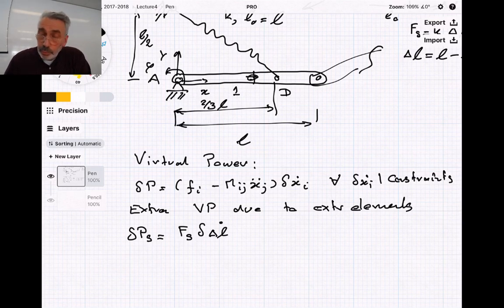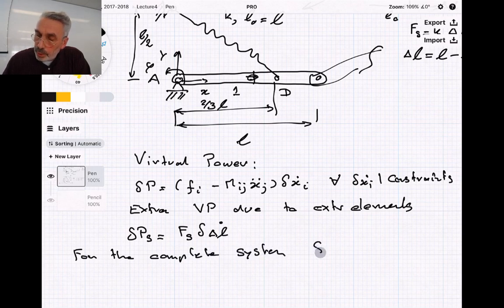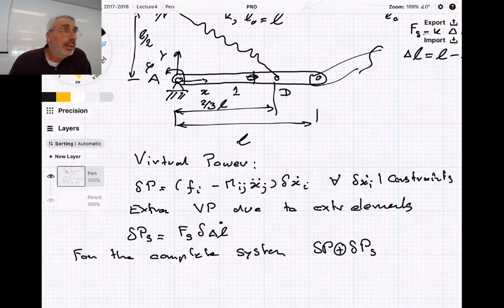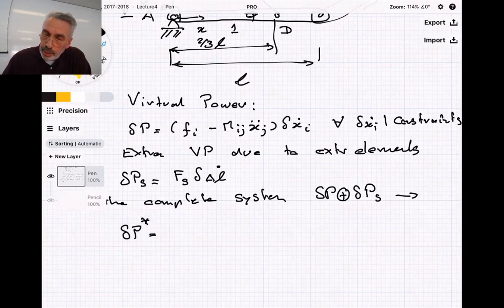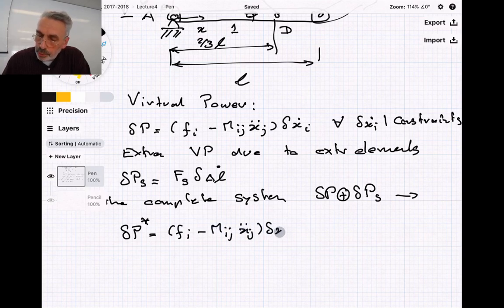And actually, if we want to look at the complete system, we just add, we say, well, we have to take delta P plus delta Ps, right? And the plus we do in a bit of a strange way. It goes like this. Our new virtual power expression, delta P star, is now the old one, the Fi minus the Mij, x double dot j, virtual velocities of all the centers of mass. And then I add it with the minus sign, and the sign is just a convention, and it has to do with that if you pull on a spring, you have a tension for an elongation.